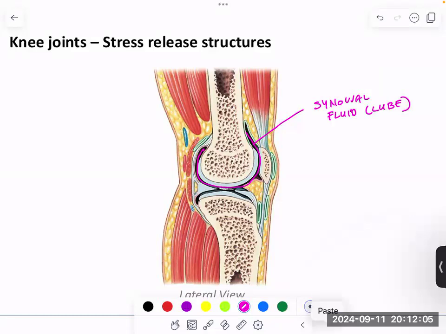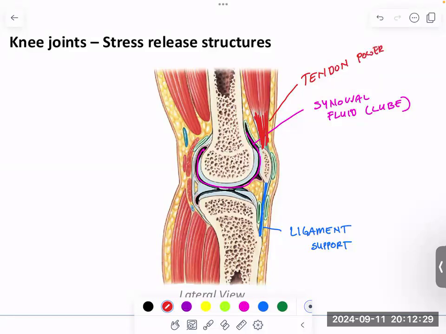What about here? We have bone to bone, ligament. And ligaments provide what for the joint? Support. Here, bone to muscle, tendon. What does that do? Power the movement and support.